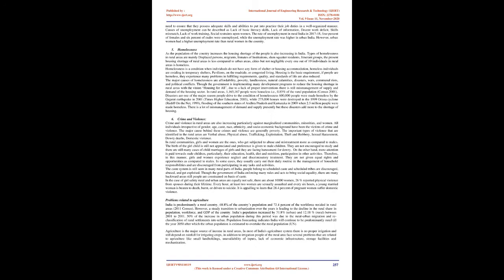6. Crime and violence. Crime and violence in rural areas are also increasing, particularly against marginalized communities, minorities, and women. All individuals irrespective of gender, age, caste, race, ethnicity, and socio-economic background have been victims of crime and violence. The major cause behind these crimes and violence is generally poverty. The important types of violence identified in rural areas are verbal abuse, physical abuse, trafficking, exploitation, theft and robbery, sexual harassment, dowry deaths, and domestic violence.